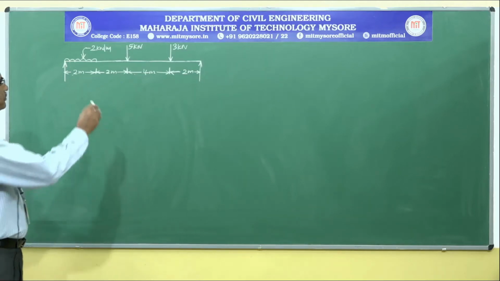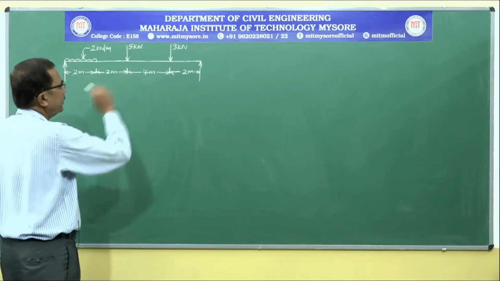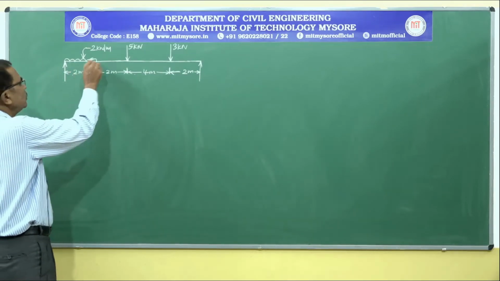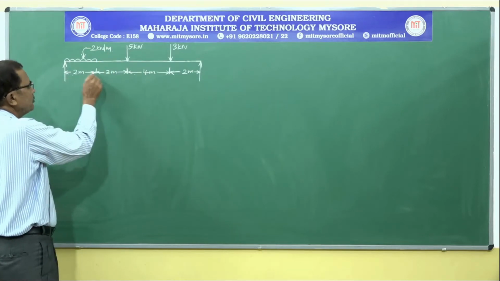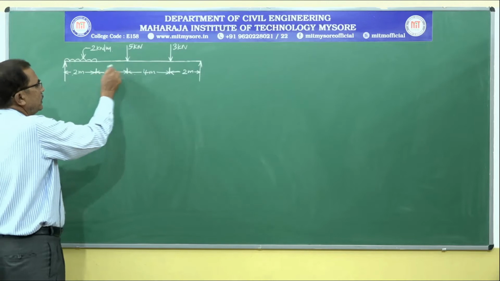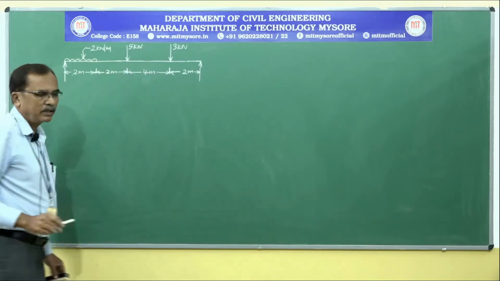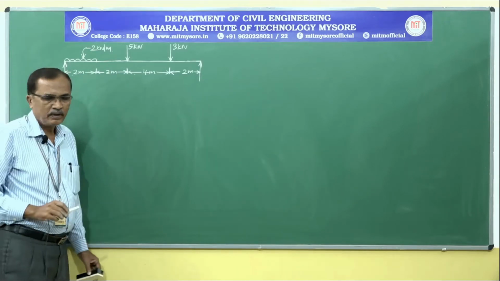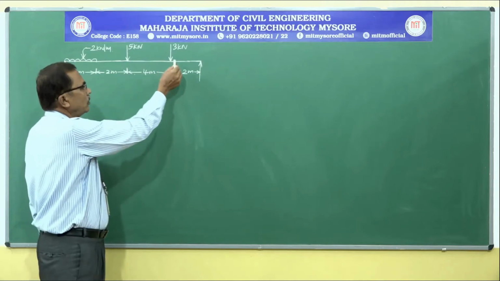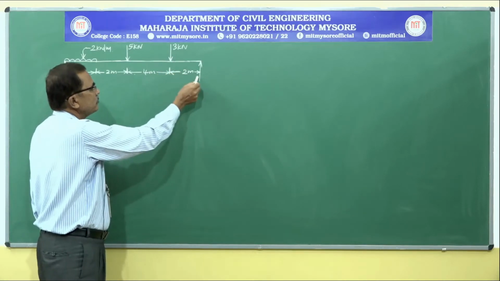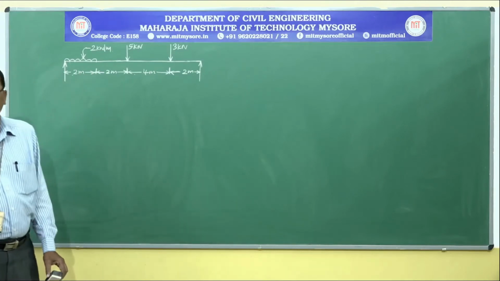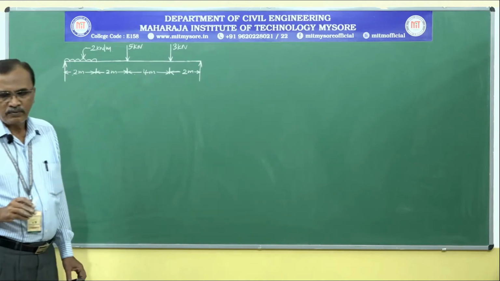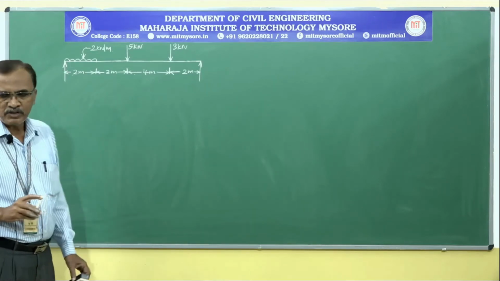A simply supported beam of span 10 meter subjected to a UDL of intensity 2 kilonewton per meter over a length of 2 meter from left support. It is subjected to a point load of magnitude 5 kilonewton at a distance of 4 meter from left support, and another point load of 3 kilonewton at a distance of 2 meter from right support. A beam is subjected to 3 loads, 2 point loads and 1 uniformly distributed load.